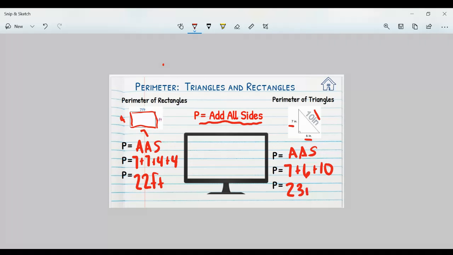Our unit is inches, and again, we're not trying to figure out how many squares it would take. We're just trying to find the distance around. So because of that, we're going to leave that as 23 inches as opposed to 23 inches squared. So whenever you're finding the perimeter, whether it's of triangles or rectangles, all you have to do is add all of the sides.